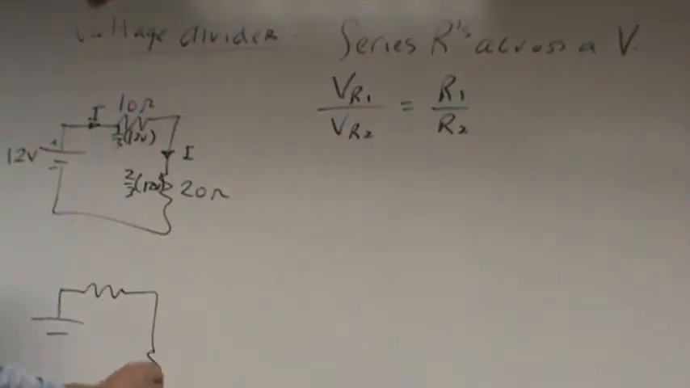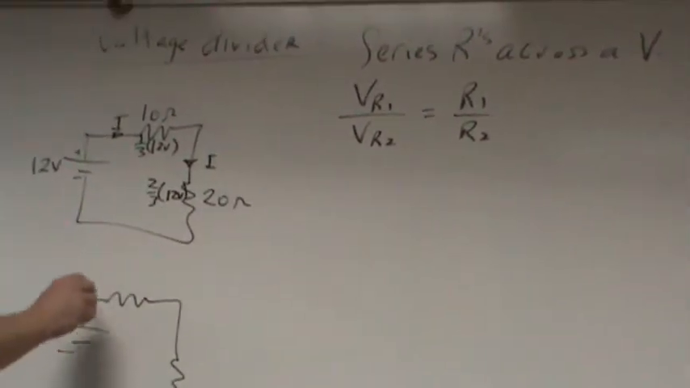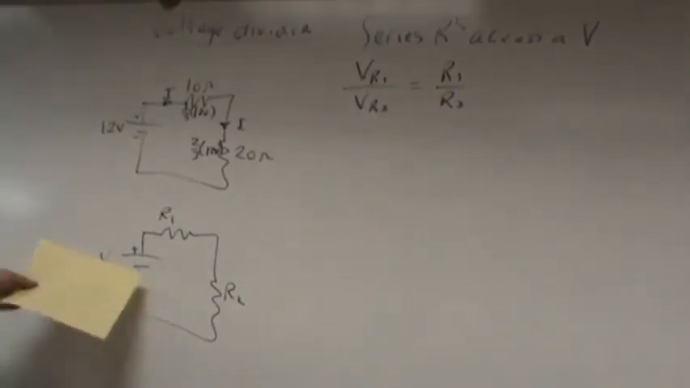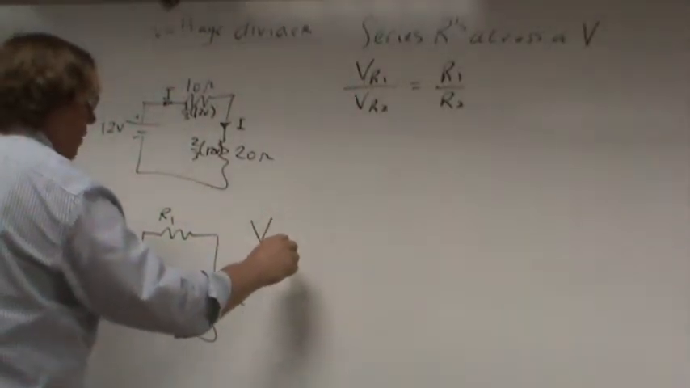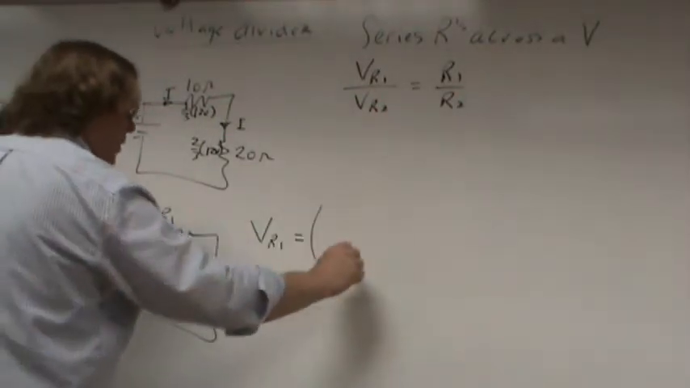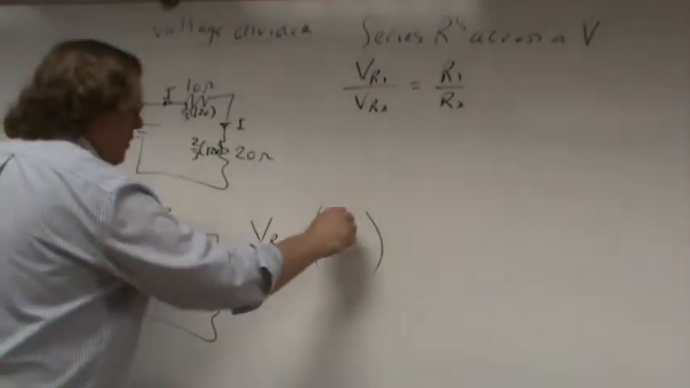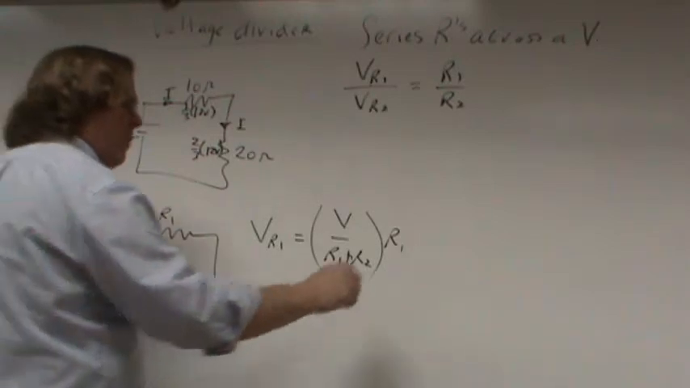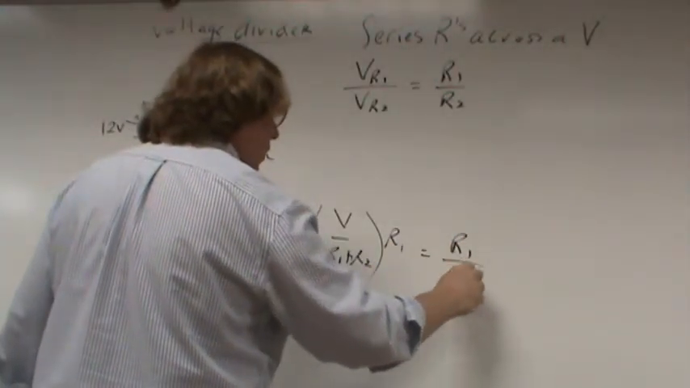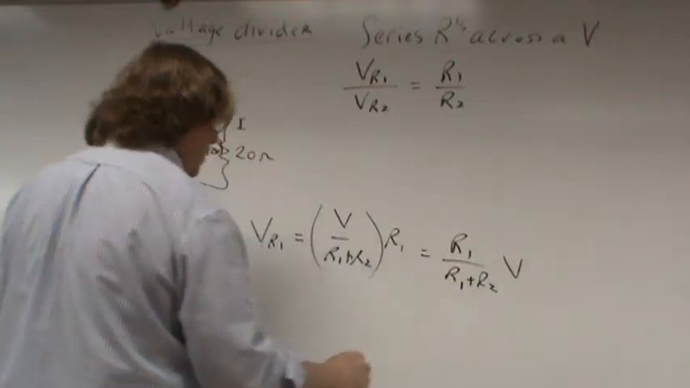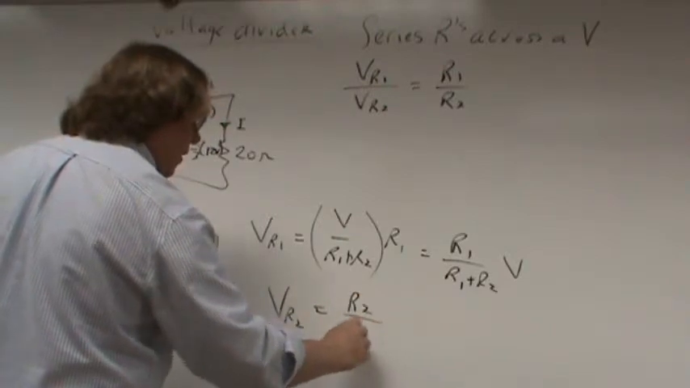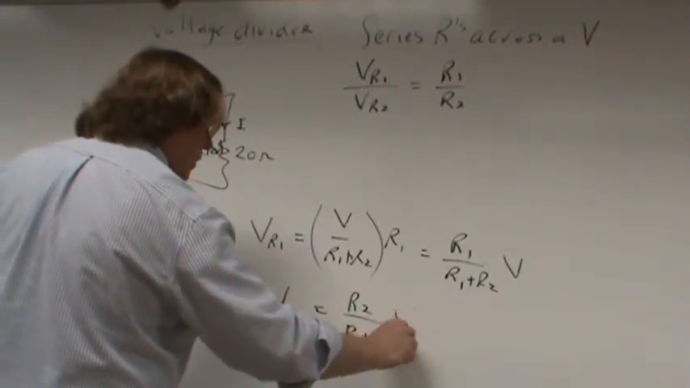You don't have to write this down. What I'm about to write, don't worry about writing it down. I just want you to see. If I've got a battery V, and I've got two resistors, R1 and R2, then the voltage drop across R1 is going to equal the current, which is this voltage over R1 plus R2, times R1. Or another way to put it is R1 over R1 plus R2 times V. Whereas the voltage drop across R2 ends up being, for similar reasons, R2 over R1 plus R2 times V.